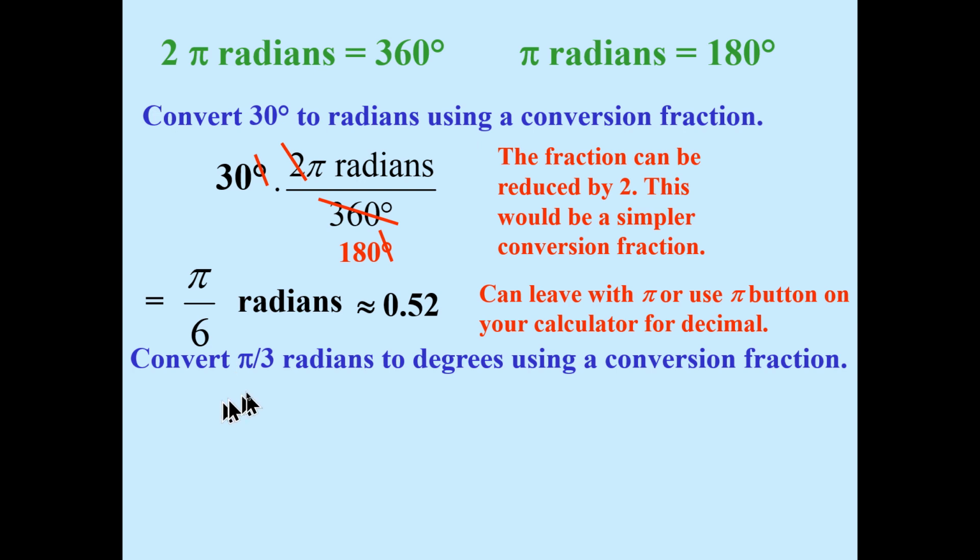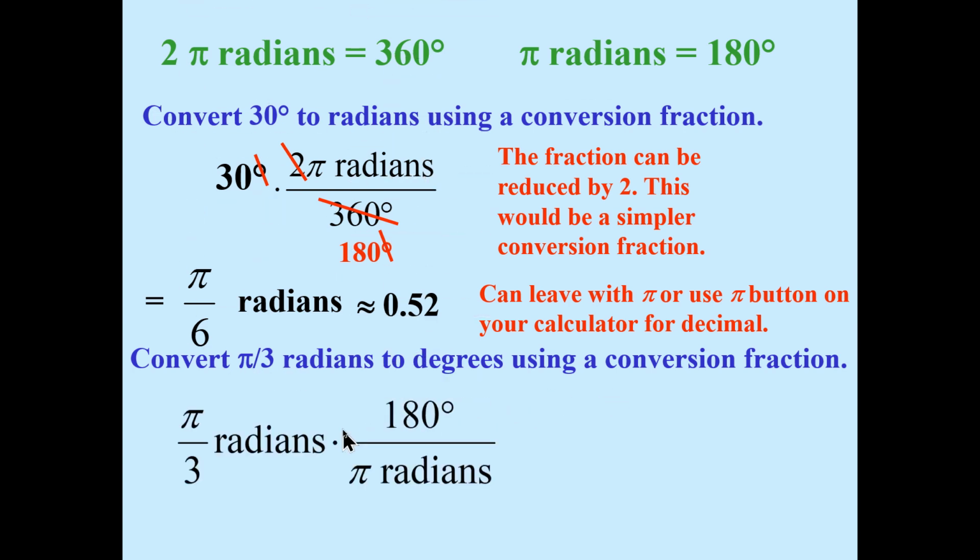Another one here: convert pi over 3 radians to degrees using your conversion fraction. So pi over 3 radians, we go to degrees, so the pi's cancel out. We're left with 180 divided by 3. We're left with 60 degrees.